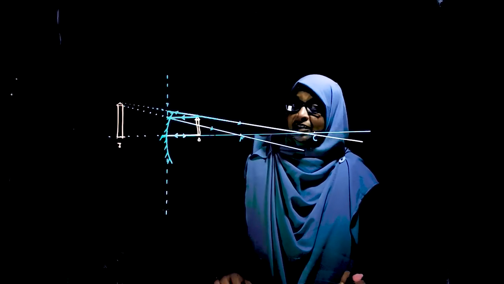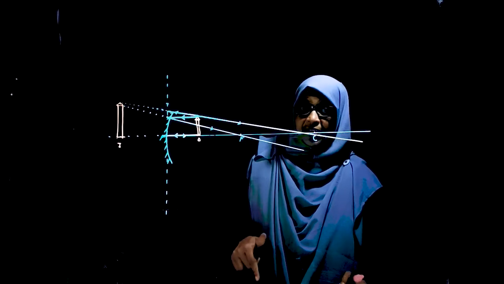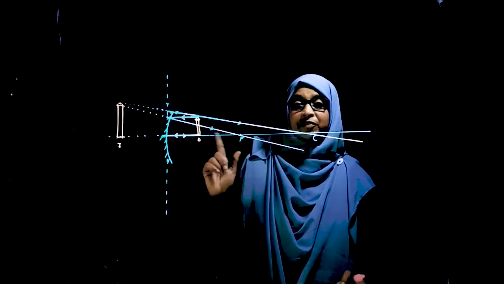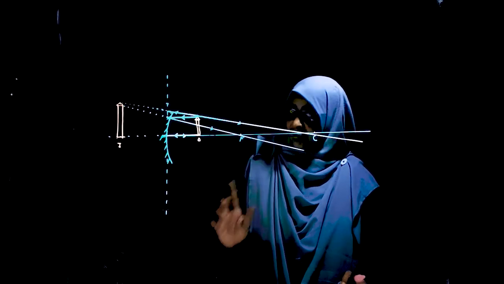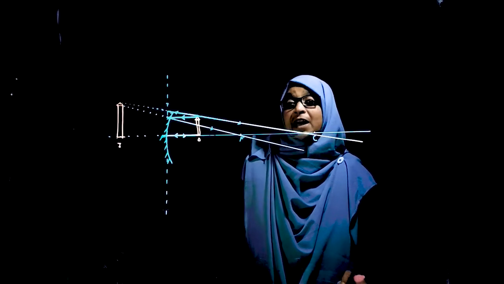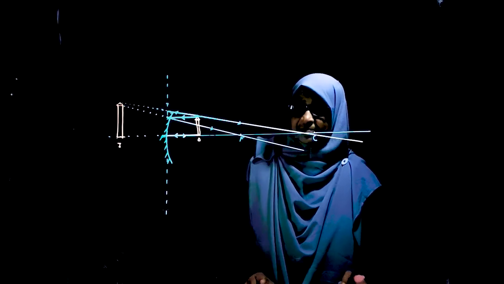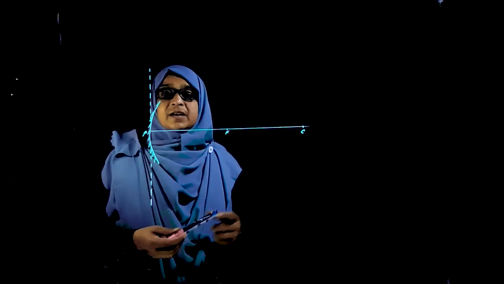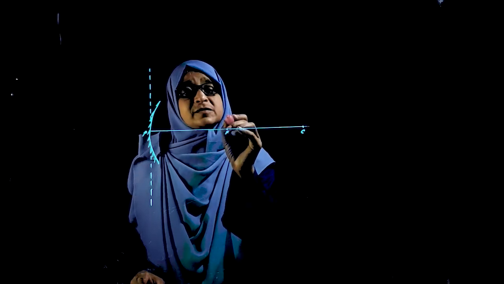So children, in question number 9 you have been given a table. There you have to fill the table according to this ray diagram. Okay, now let's see the second image. In question number 8, the B part, the object is on the focal point.